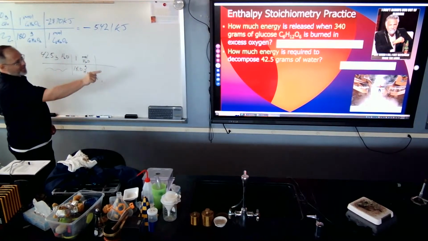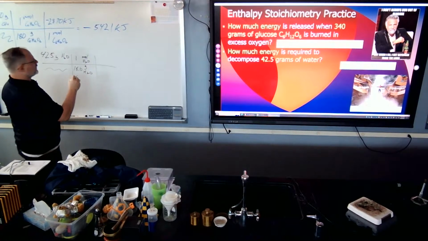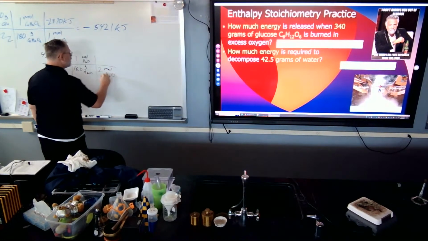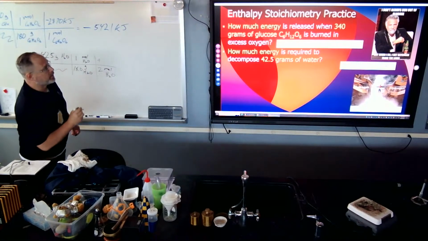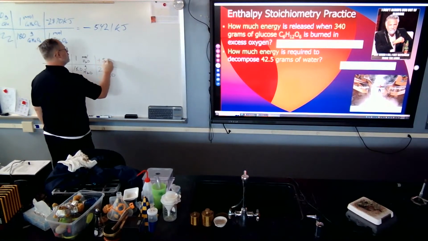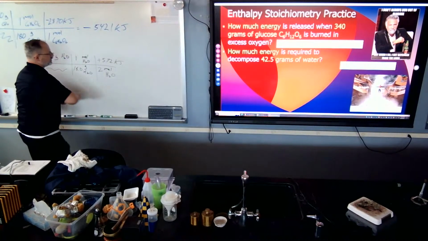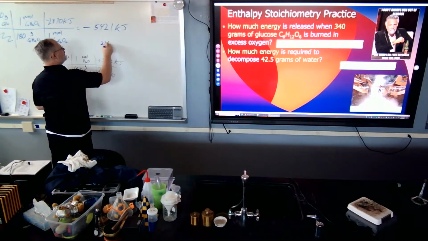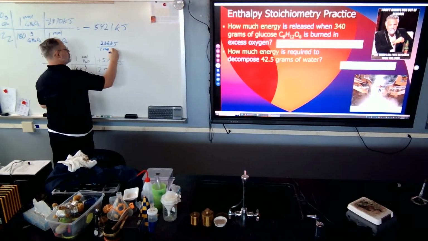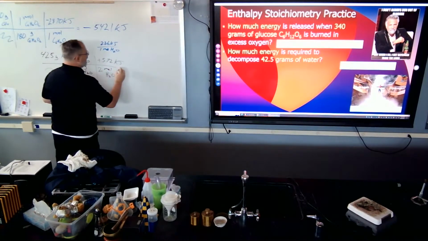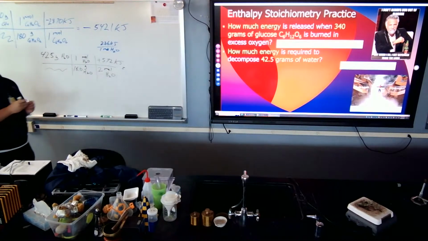Then I would look at that and I would say, oh, okay, so 2 moles of H2O is going to require 572 kilojoules. Now, if you made this 286 kilojoules to 1 mole of H2O, that's fine too. You're going to get the exact same thing. I just don't want to do any math until I'm at the very end.